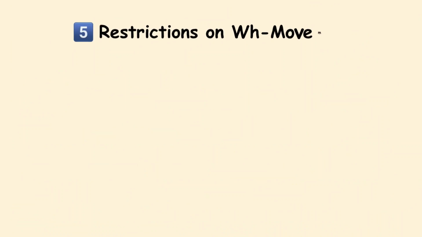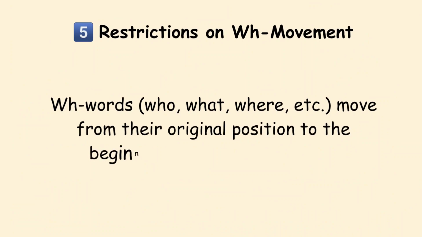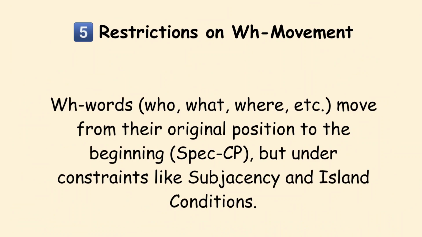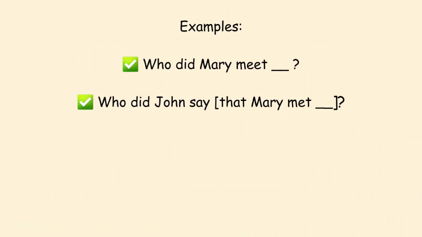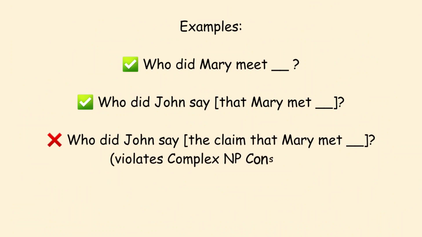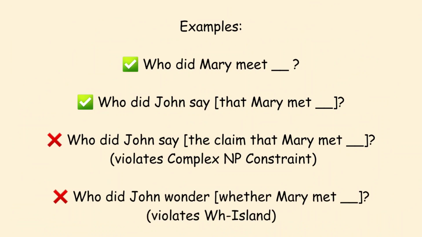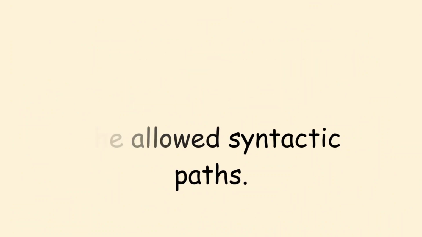Fifth, restrictions on WH movement. WH words, who, what, where, etc., move from their original position to the beginning, spec CP, but under constraints like subjacency and island conditions. Examples. Who did Mary meet? Is correct. Who did John say that Mary met? Is correct. Who did John say the claim that Mary met? Is wrong as it violates complex NP constraint. Who did John wonder whether Mary met? Is wrong as it violates WH island. WH movement is not free. It must follow the allowed syntactic paths.